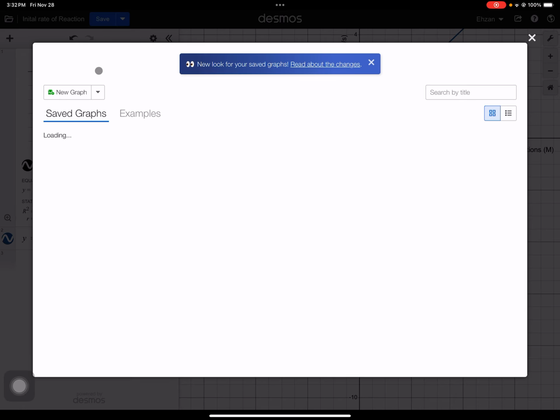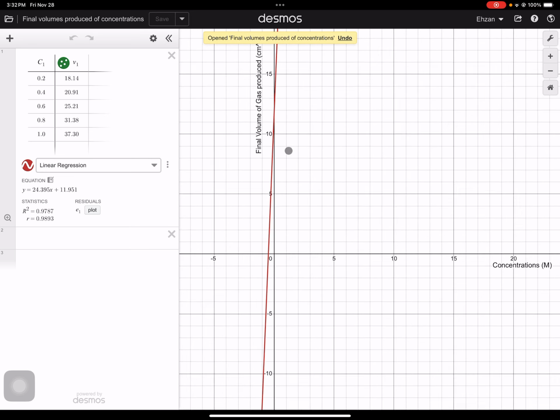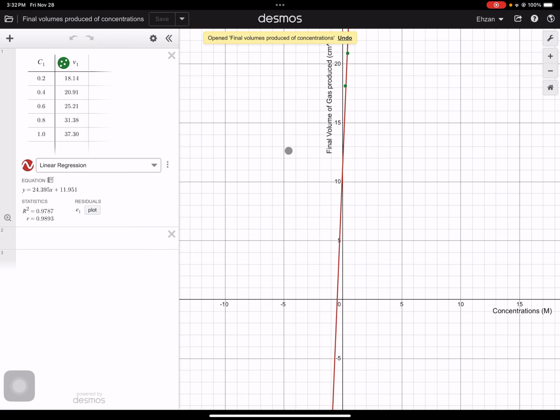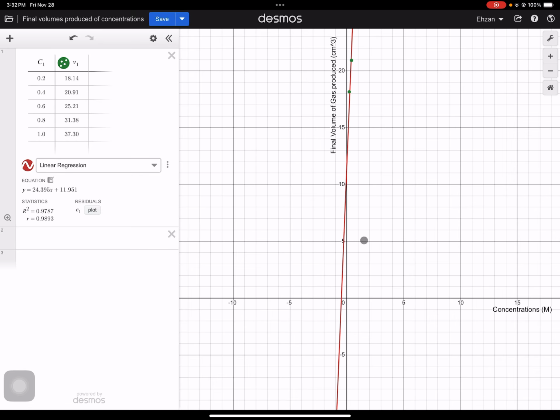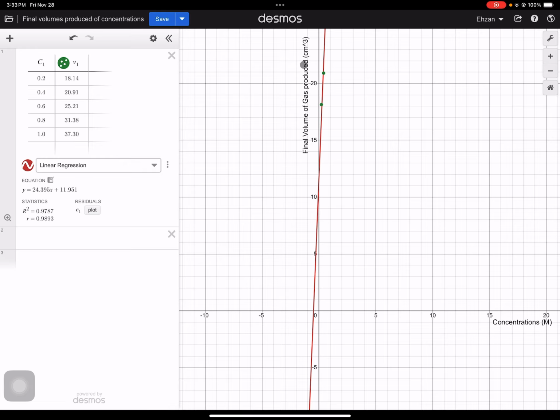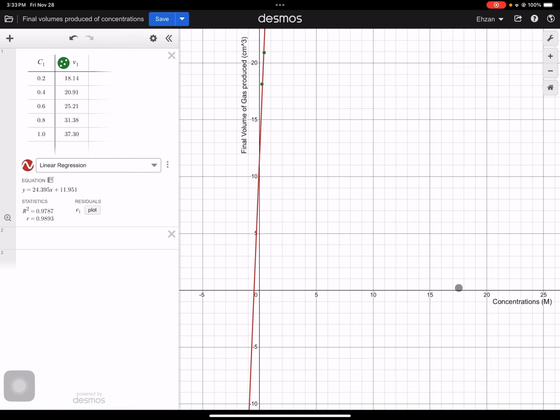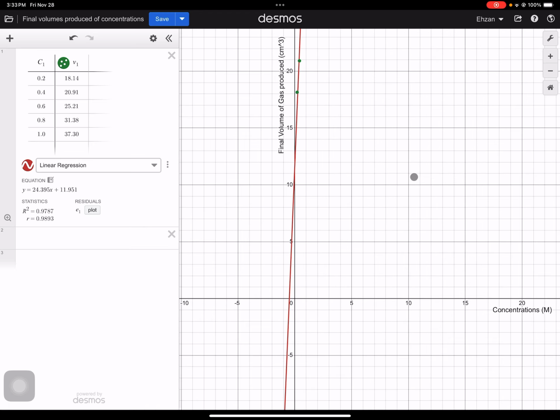And then we also have this graph here. So this is another kind of linear regression. This one, as you can tell, the gradient is really steep. It's almost a complete vertical line over here. As you can tell by the graph, it is. This was showing the final volume of different gas produced and comparing that to the concentrations of, I think it was hydrochloric acid that I experimented with in this experiment, which is really cool.